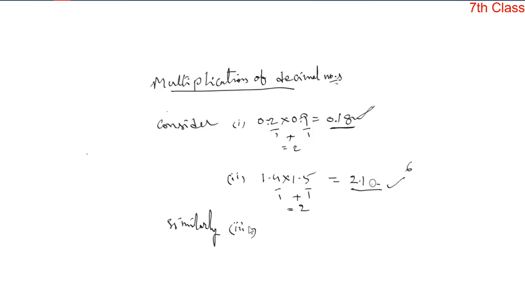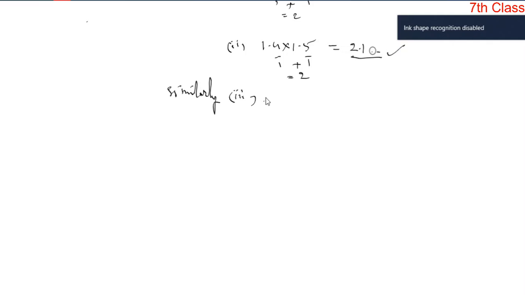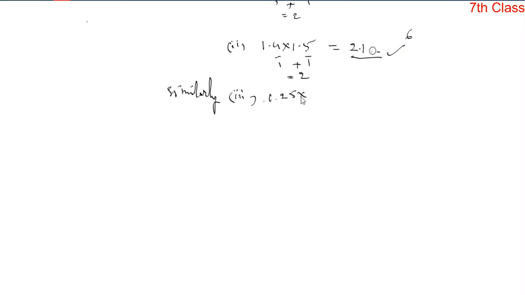Similarly, take another example. Say 1.25 into 1.5. So this is also the same. First you count the digits in the decimal part. Here how many digits are there? 1, 2. Here how many are there? Only 1. 1 plus 2, so a total of 3 digits are there.